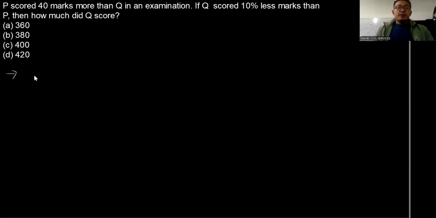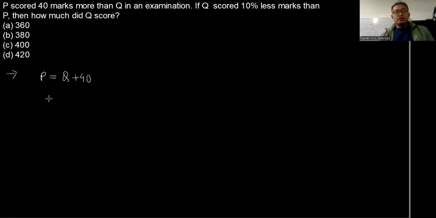P scored 40 marks more than Q in an examination. So P's marks are more than Q's marks by 40. That means Q plus 40 gives P. If Q scored 10% less marks than P.